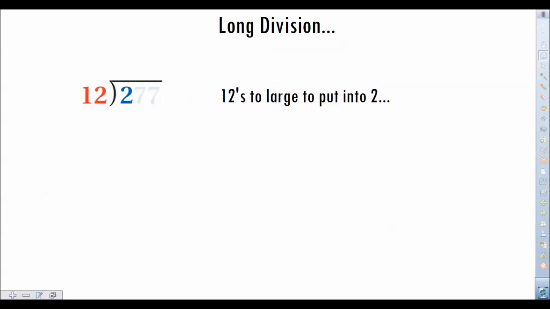So the first thing you did is you looked at that 12, and then you just looked at the first digit, the 2 in the hundreds place there, and you noticed that 12 is too large to be put into 2. So then what you did, you expanded out and you looked at 27. And 12 will go into 27, it'll go in there 2 times. So what did we do with that 2 once we put that 2 up there? Yeah, we multiplied, right? Let's take that 2, multiply it by that 12, giving us 24, and we put that 24 underneath 27. What we did next is we subtracted, right? 27 minus 24, ended up with 3.